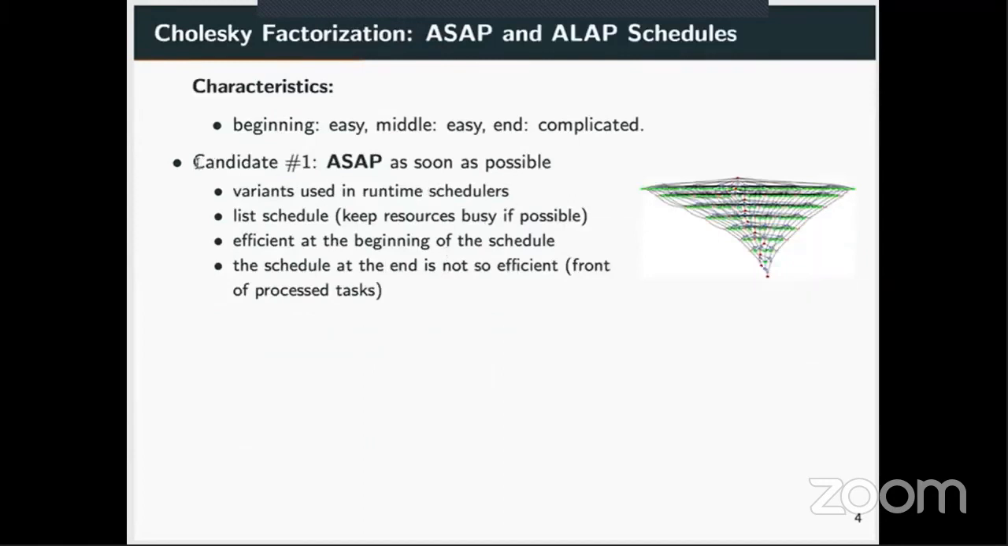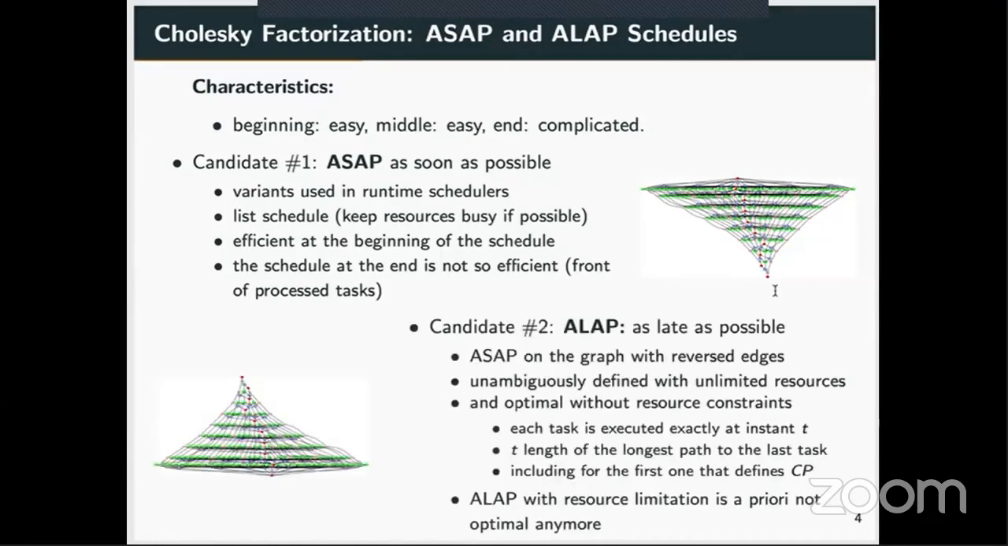So, the first candidate as a scheduler is ASAP, as soon as possible, and basically what those runtime dynamic schedulers use is variants of ASAP. So this is a list schedule that keeps the processors busy if there are tasks to do, and so we expect it to be very efficient in the first part of the schedule, but maybe not so efficient at the end. And on the other hand, we have ALAP.